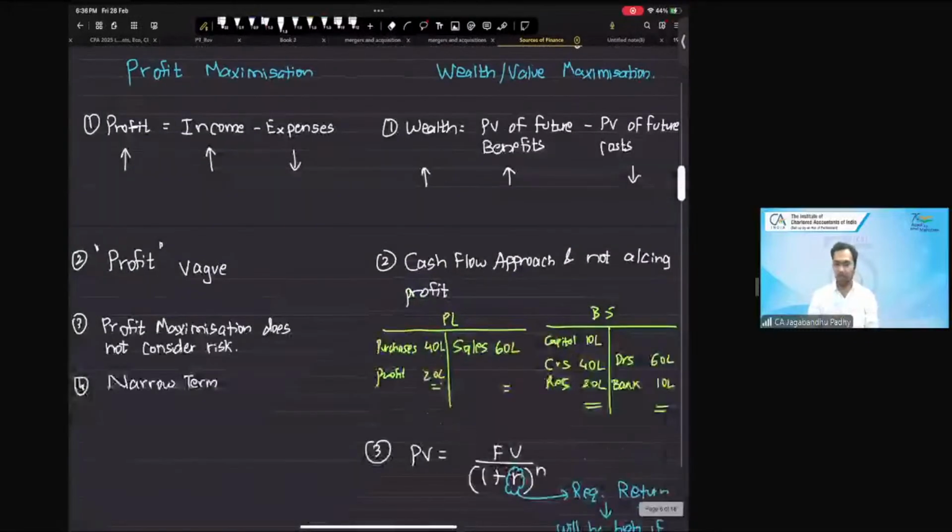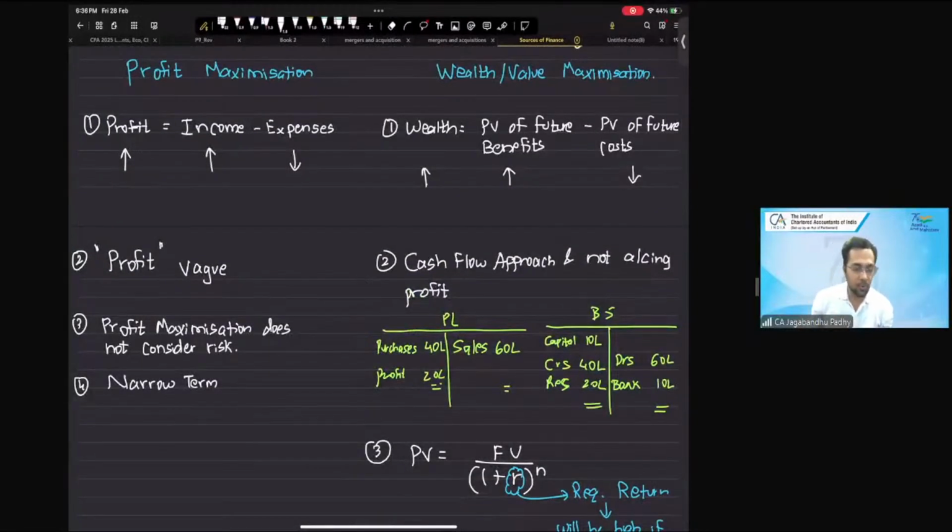Profit, we know, is calculated as what? Profit is simply income minus expenses. So we can say profit will get maximized with the increase in income and reduction in expenses. Profit will become maximized when the income increases and expenses reduce, right?